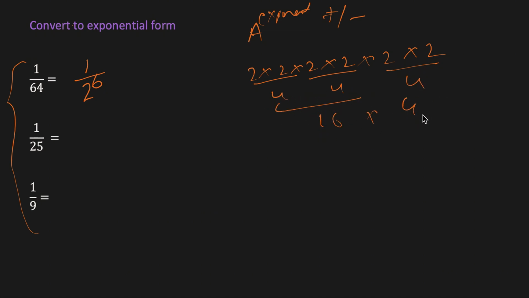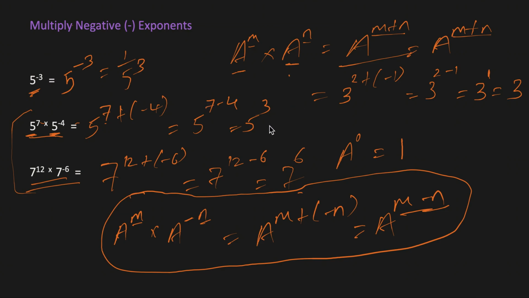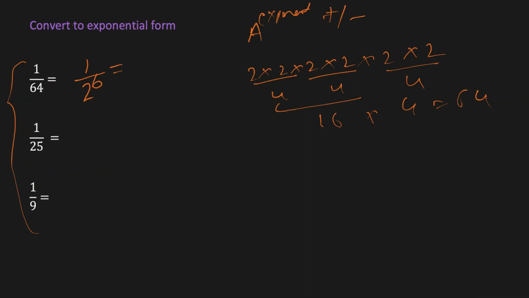16 times 4 is 64, so 64 can be represented as 2 to the power of 6. From the previous explanation, we know that anything to the exponent of 0 is always 1. So we can write this 1 as 2 to the power of 0, and then 2 to the power of 6 again.